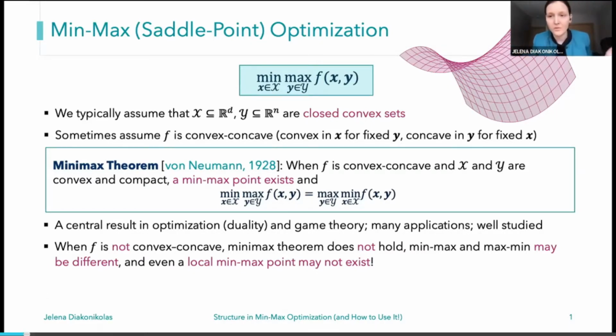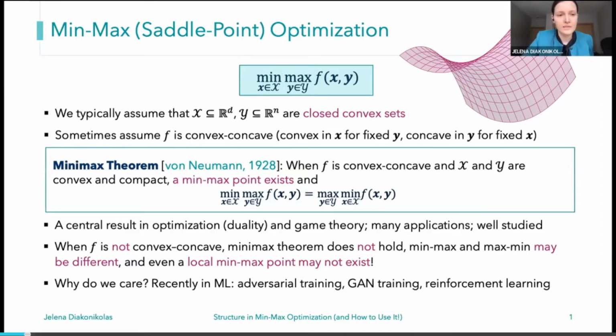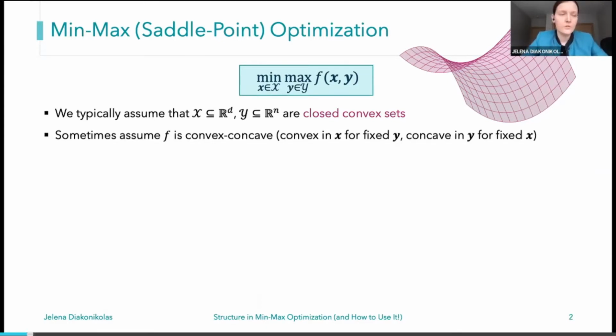People have cared about it for decades, but more recently it has come into focus because of some applications in machine learning, particularly in adversarial training, but also there are some instances of reinforcement learning where problems like this come up. Okay, so obviously, unless we have very special problems, we would never be solving them exactly. So we need to talk about what kind of guarantees we can give for the problems.